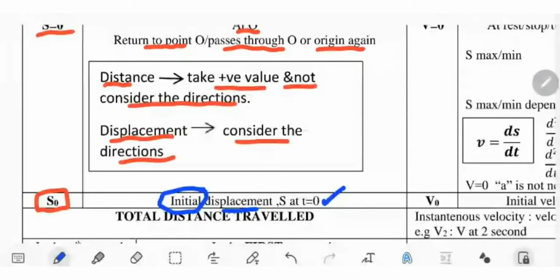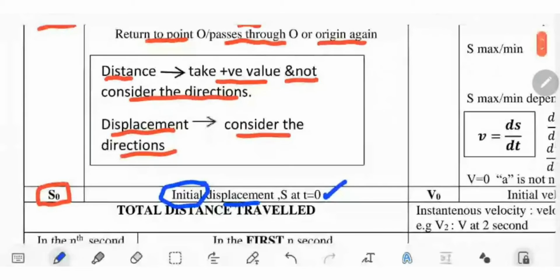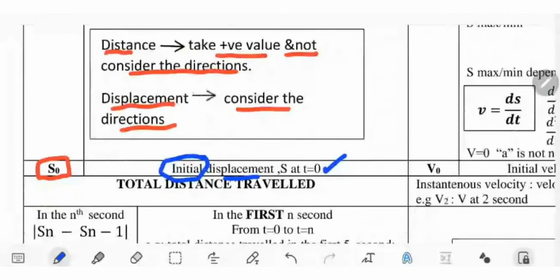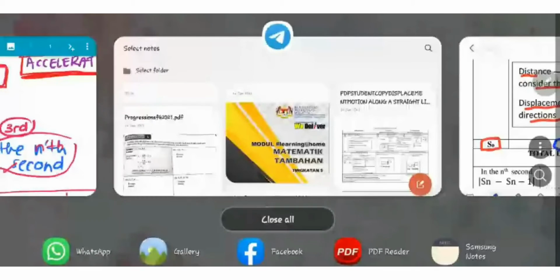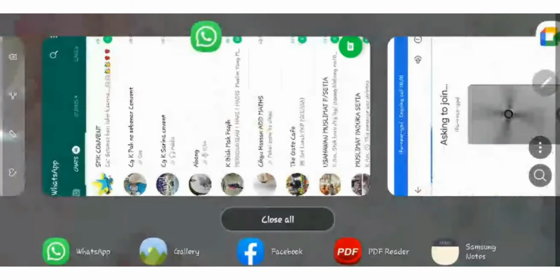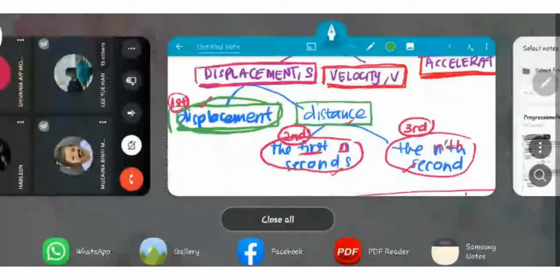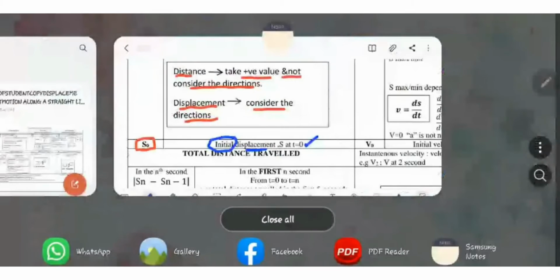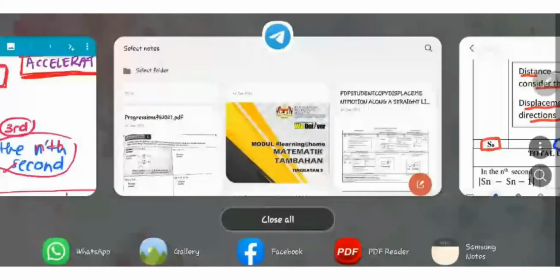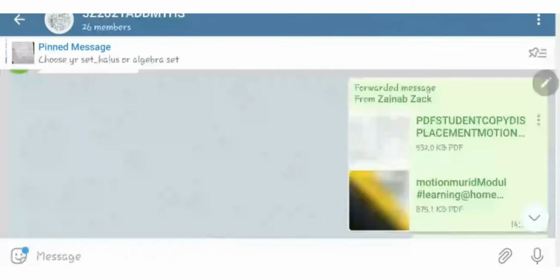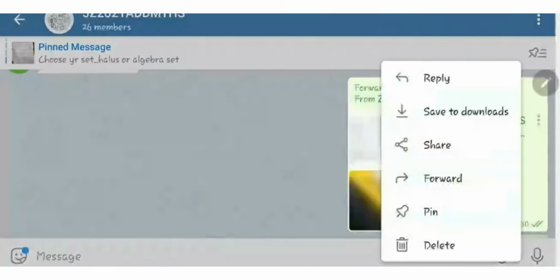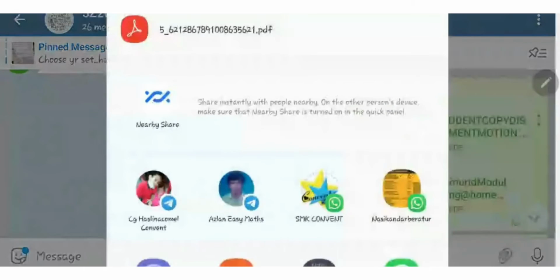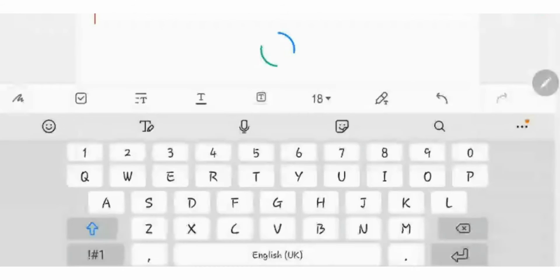Okay, jom kita buat. Kita pergi nota tadi lah. Nota BM. Mana ni? Banyaknya. Mana dia? Saya dah buka tadi kan. Lama. Buka balik. Share. Buka. Okey, kita pergi nota BM.